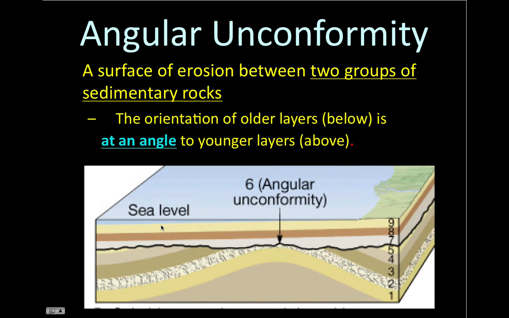And basically the two groups of sedimentary layers are going at two separate orientations. The layers below are at an angle with respect to the layers above. So this is called an angular unconformity. And in class, we're actually going to practice drawing an angular unconformity. I think that's a really good way to understand how they form.